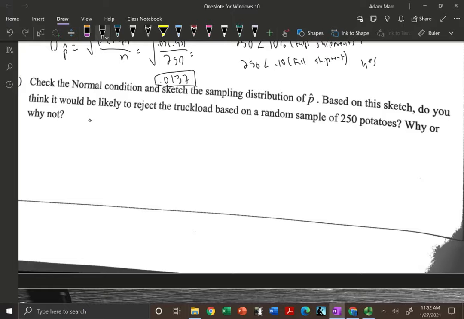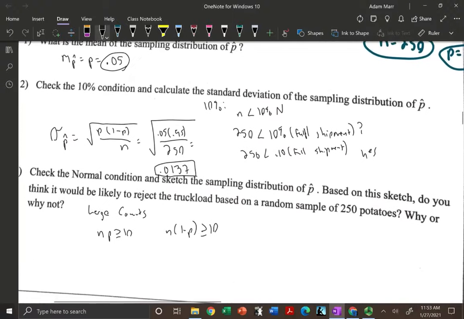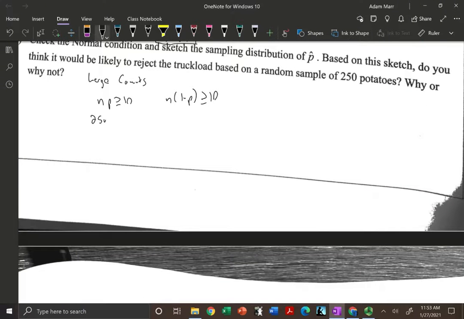So the normal condition, they're talking about large counts. We're going to say np is greater than or equal to 10, and n times 1 minus p is greater than or equal to 10. n once again is 250, and p is 0.05. So 250 times 0.05 ends up being 12.5, and that is greater than or equal to 10. Check. Then 250 times 1 minus p, which is 0.95, ends up being 237.5, and that also is greater than or equal to 10.